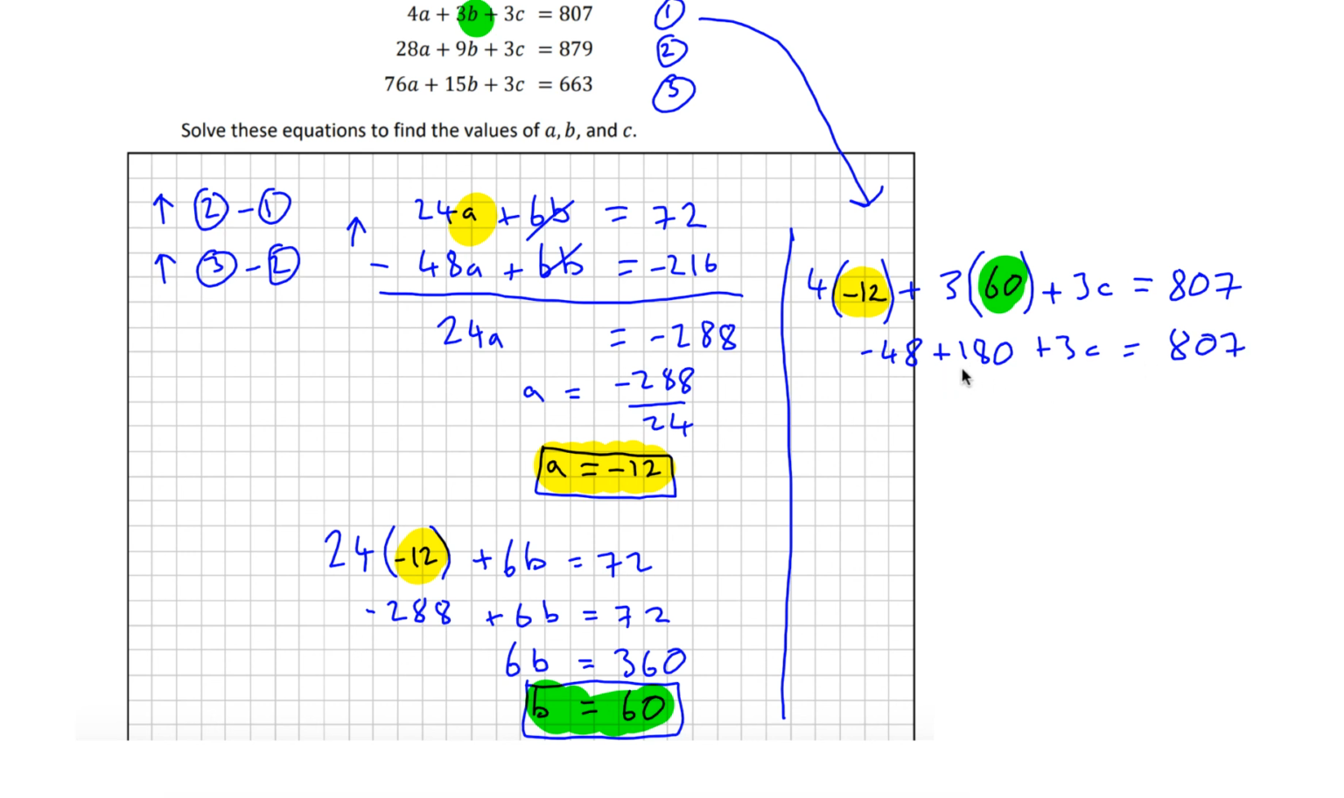Bring the minus 48 and the plus 180 across and change the sign. And what have we got? We've got 3c is equal to 807 plus 48 minus 180, which is 675. So c will be 675 divided by 3, which is 225. So now we've solved these equations to find the values of a, b, and c. a is minus 12, b is 60, and c is 225.